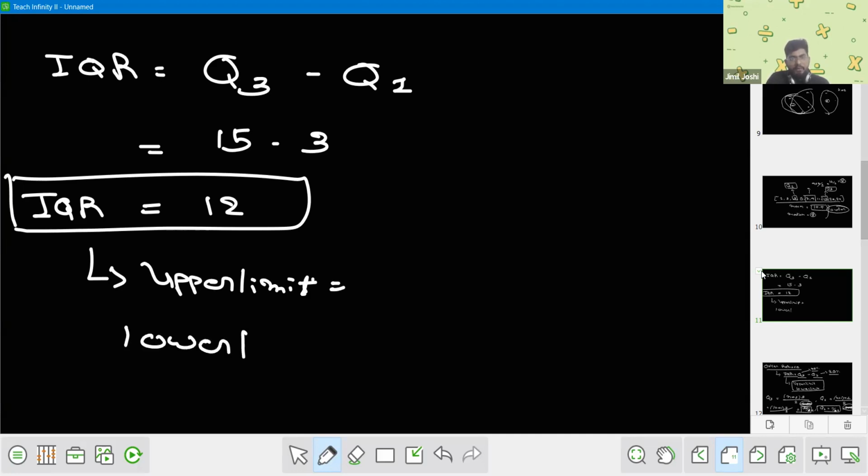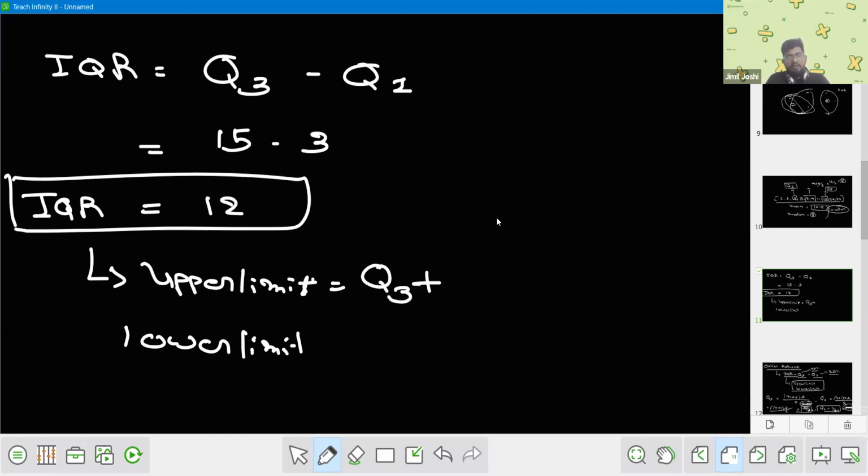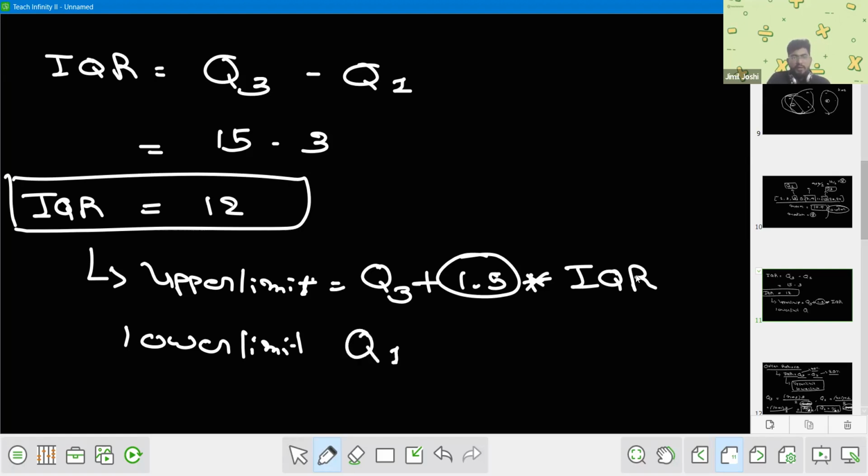Okay, how can I find this upper limit and lower limit? It's a pretty straightforward, simple formula. But what's the work of the upper limit and lower limit? I will tell you. The upper limit formula is Q3 plus 1.5 into IQR. 1.5 is a constant value; you can keep 1.5 or you can keep 1.25 as well. Here, the lower limit is Q1 minus 1.5 into the IQR.